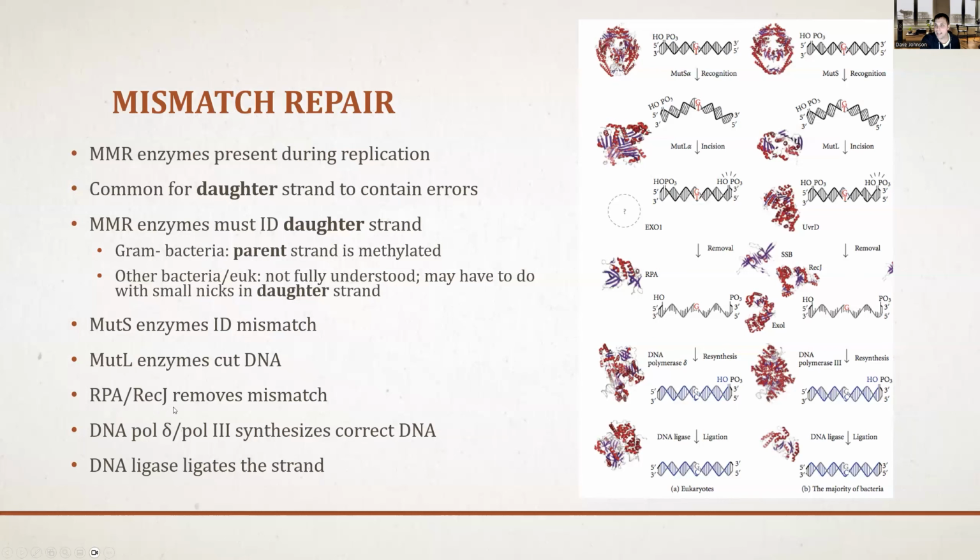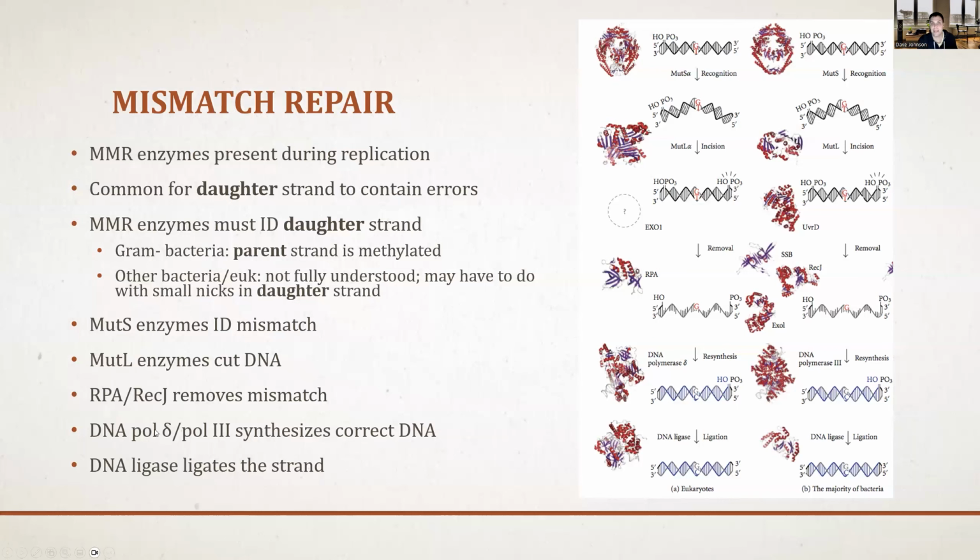RPA or RecJ, these two proteins come in, and it depends on which version you're in, okay? It's going to come in and remove that whole section, all right? So Mut-L cuts it, RPA or RecJ actually physically removes that, and now you've got a strand of mismatched or unpaired DNA, right? So you've got that non-duplex DNA at that point.